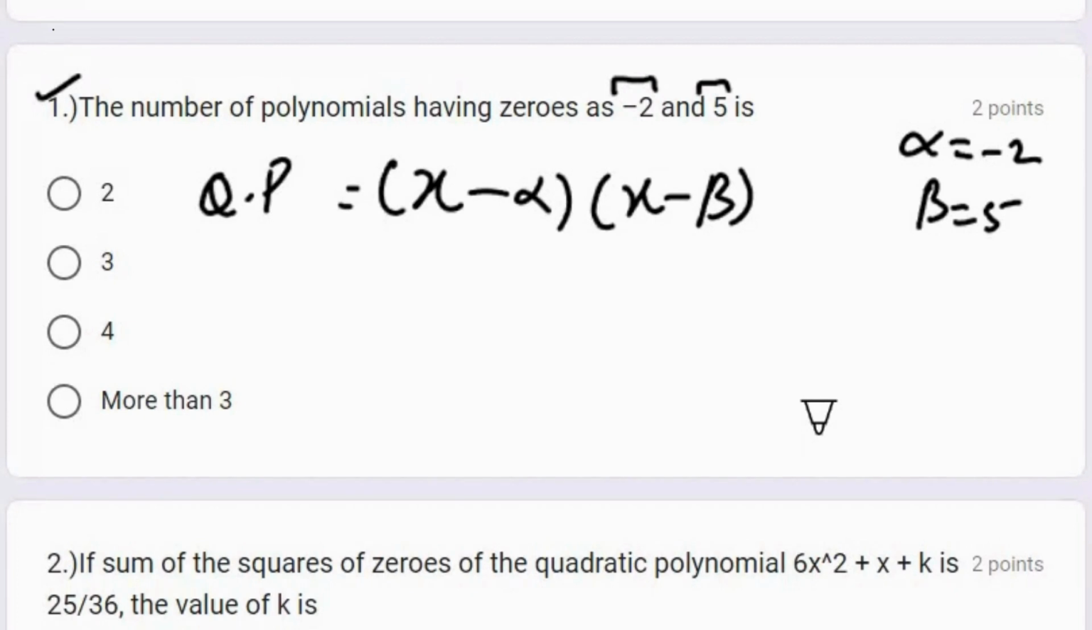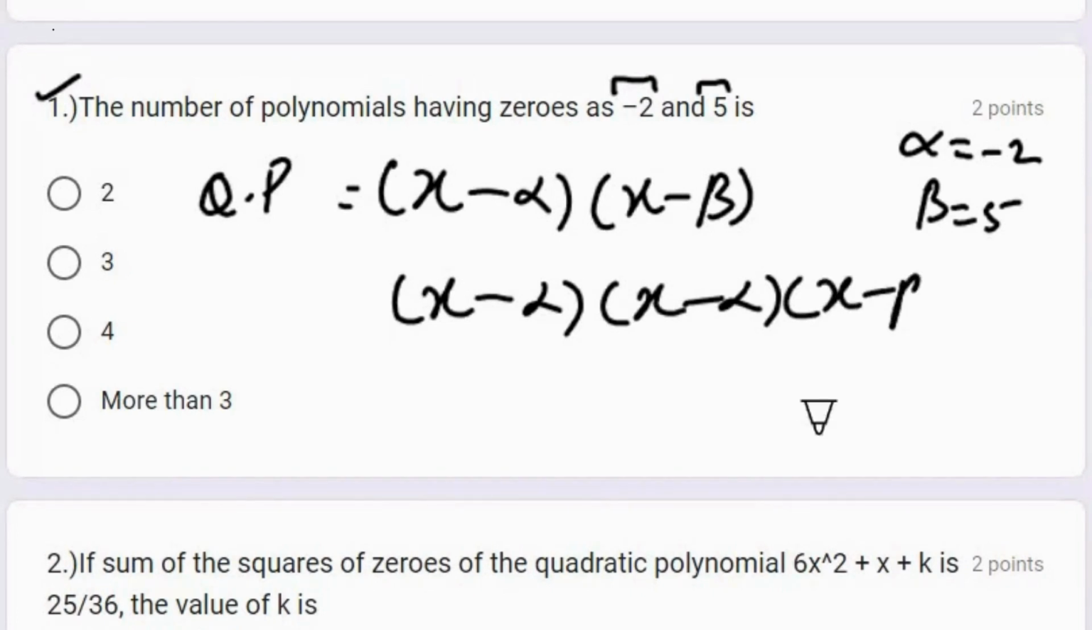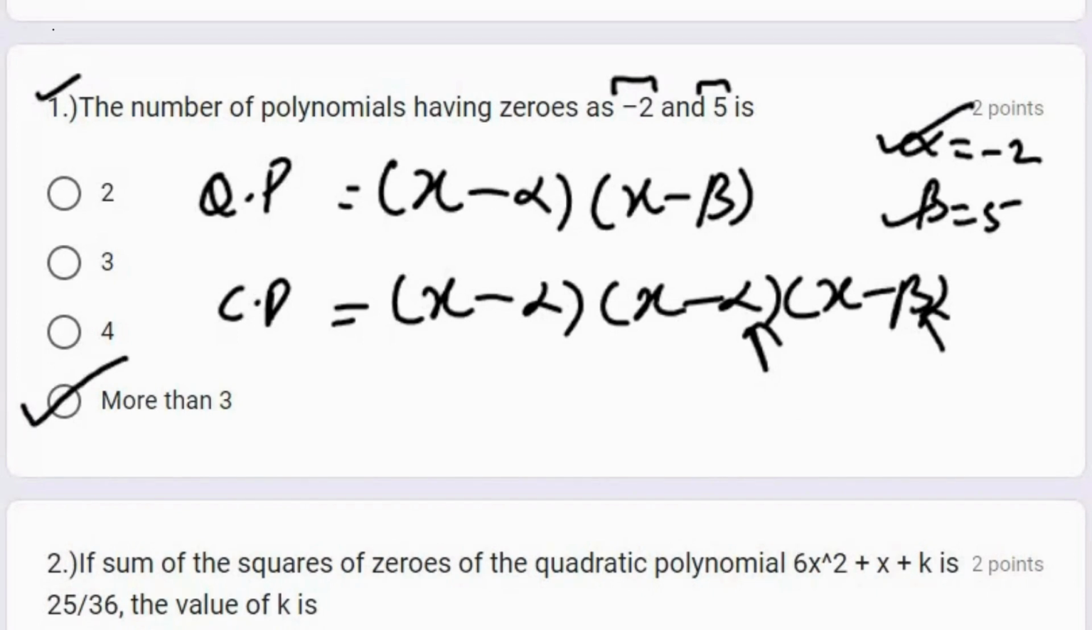So it appears as if there is only one polynomial, that is quadratic polynomial, but there may be polynomials with repeated roots. So we can have x minus alpha times x minus alpha times x minus beta. This will give us a cubic polynomial. There may be polynomial where beta is being repeated n number of times, alpha repeated n number of times. So the number of polynomials having zeros as -2 and 5 means if two zeros are given, we can generate more than 3 polynomials.